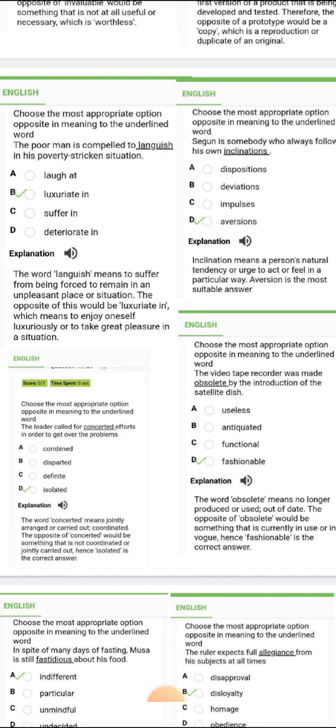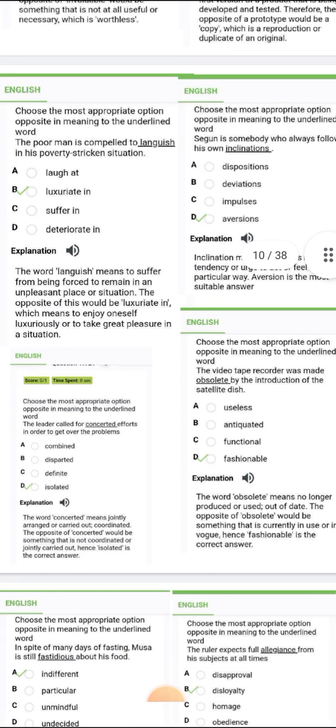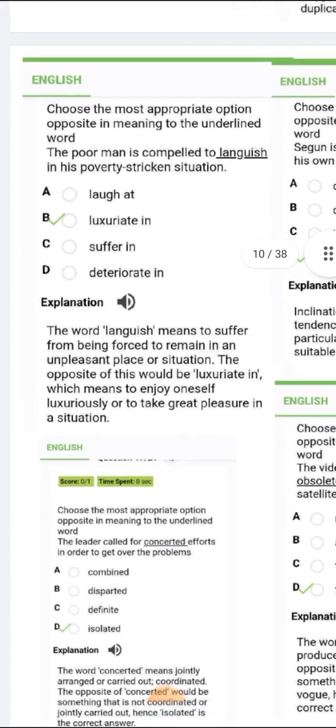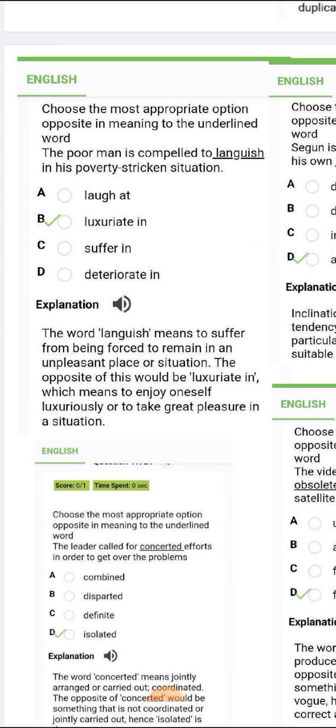All right. So today, let me show you something. I don't want to be wasting much of our time here. Antonyms is the word opposite in meaning to the given word. Okay, that's the one we are looking for.